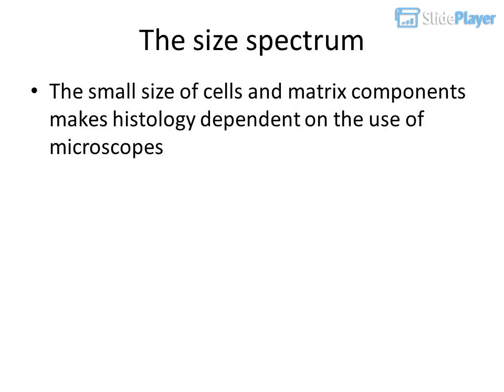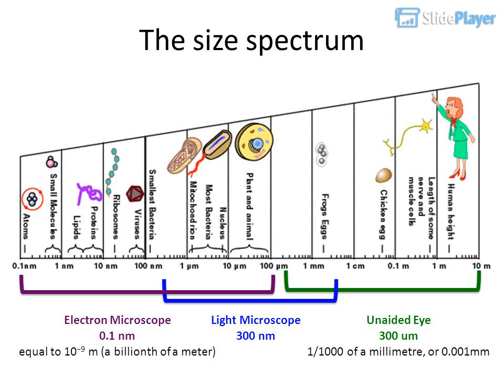The size spectrum. The small size of cells and matrix components makes histology dependent on the use of microscopes. A nanometer equals 10⁻⁹ meters, a billionth of a meter. Electron microscope: 0.1 nanometers. Light microscope: 300 nanometers. Unaided eye: 300 micrometers.